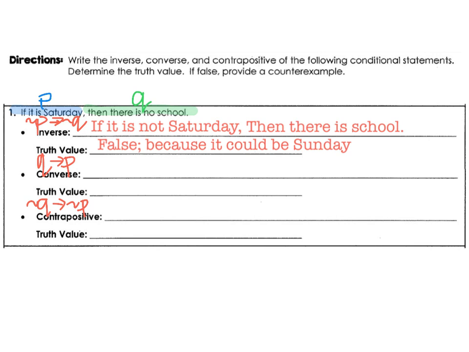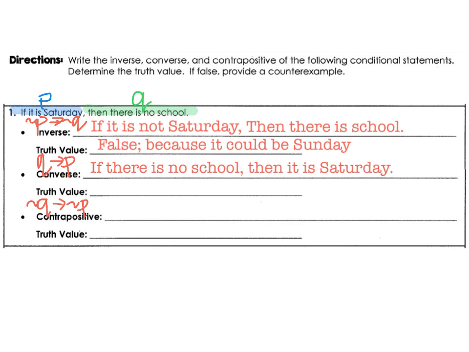All right. Now, part B. We want to find the converse of our original conditional statement. So the converse is we want to switch our P and Q. So we want to write Q first. So we would say if there is no school, then it is Saturday. So we're just switching the P and Q. Instead of writing P first, we're going to write Q first. And we switch the if and then.